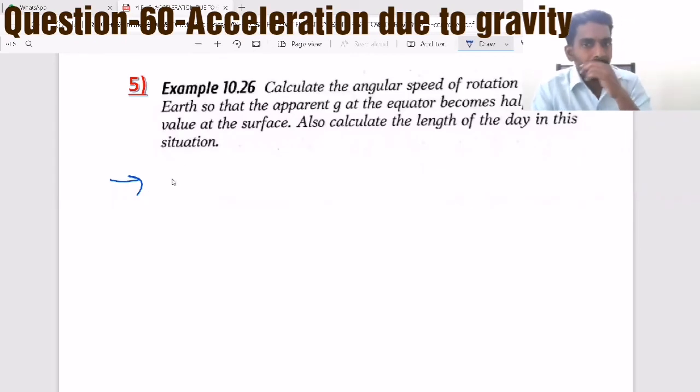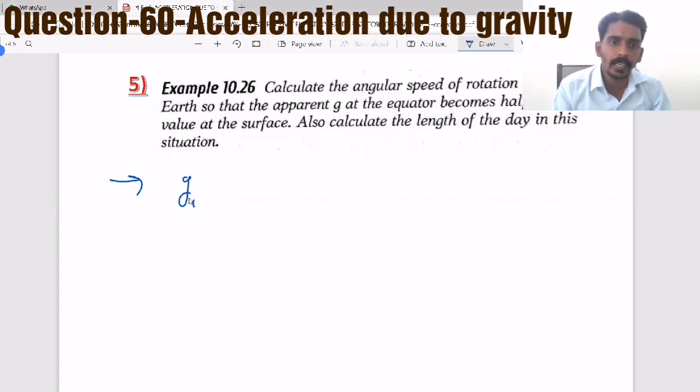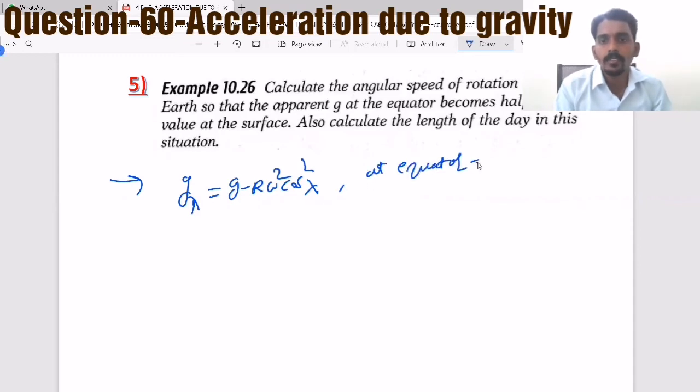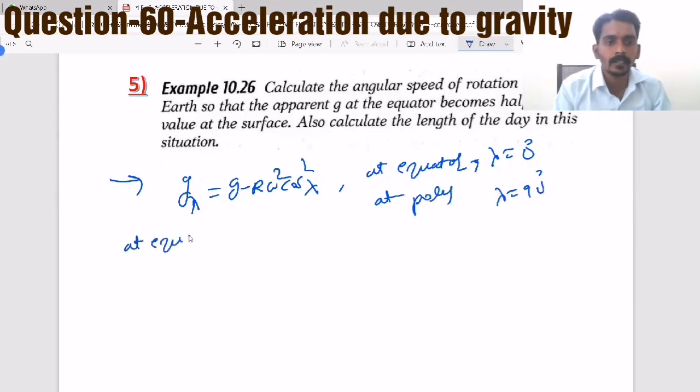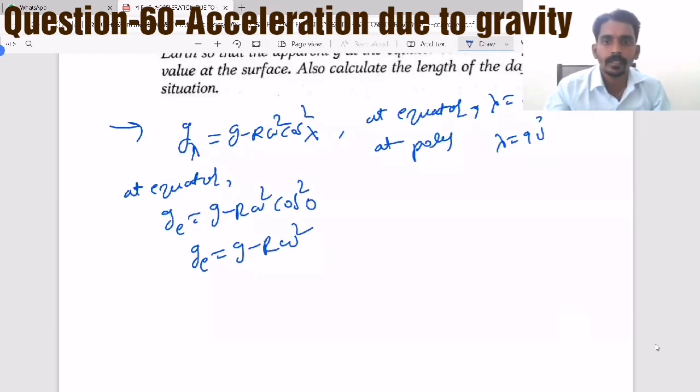Now the question is, calculate the angular speed of rotation of the earth so that the apparent g at the equator becomes half of its value at the surface. So what is the g at any latitude lambda? G minus r omega square cos square lambda. Now at equator, the value is lambda 0 and at poles, the lambda is 90 degrees. They are asking at equator. So G at equator means G minus R omega square cos square 0. So GE will become G minus R omega square.